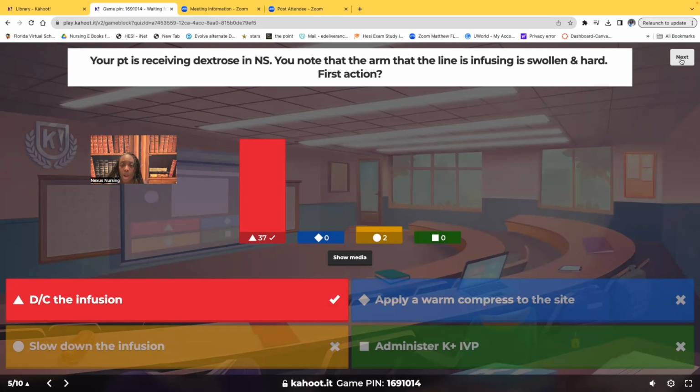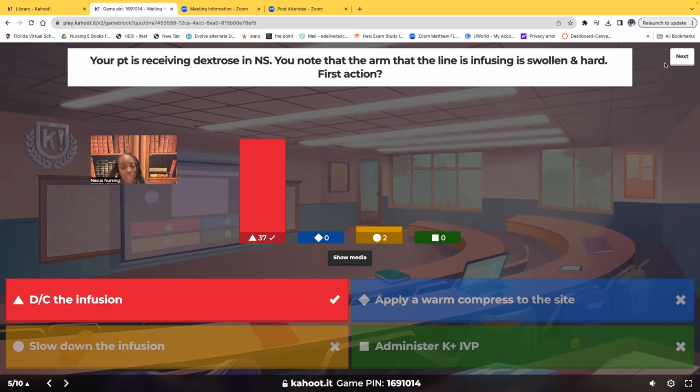Next, look at apply warm compress. So you're trying to tell me you suspect infiltration and you're going to apply heat to make it spread even further. Does that make any sense? Next one says slow the infusion. All that means is you're saying you're going to kill your patient slower. You're going to harm them at a slower rate. No, you don't want to slow the line. You want to disconnect it, DC it.